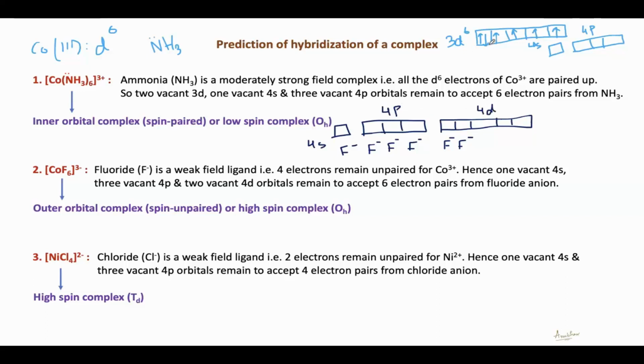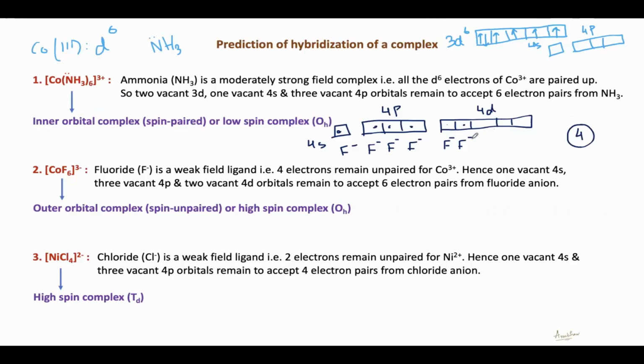Since these inner d orbitals cannot accept electrons from the F minus, basically cobalt 3 plus has to use the outer 4d orbitals to accept the electrons from F minus. So here 2 electrons will be donated from each F minus, and 6 orbitals will be filled. So what is the scenario over here? In this case, the 4 electrons are actually unpaired here. So we have 4 unpaired electrons, and the outer 4d orbitals are involved in the bonding.